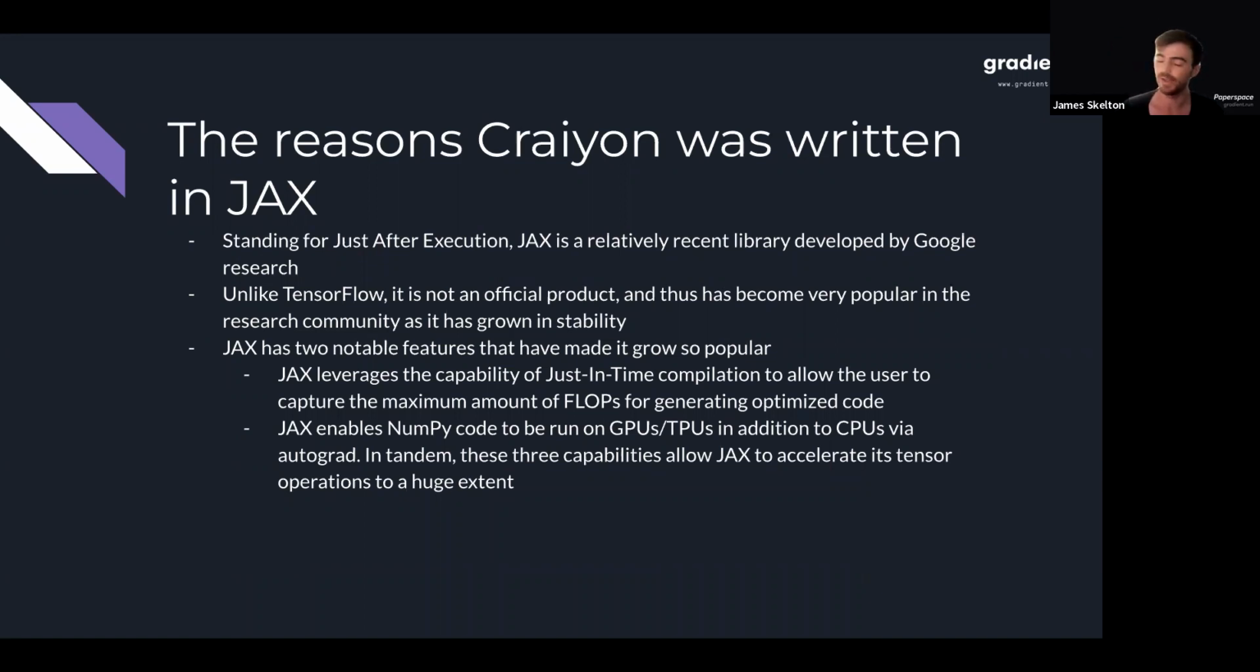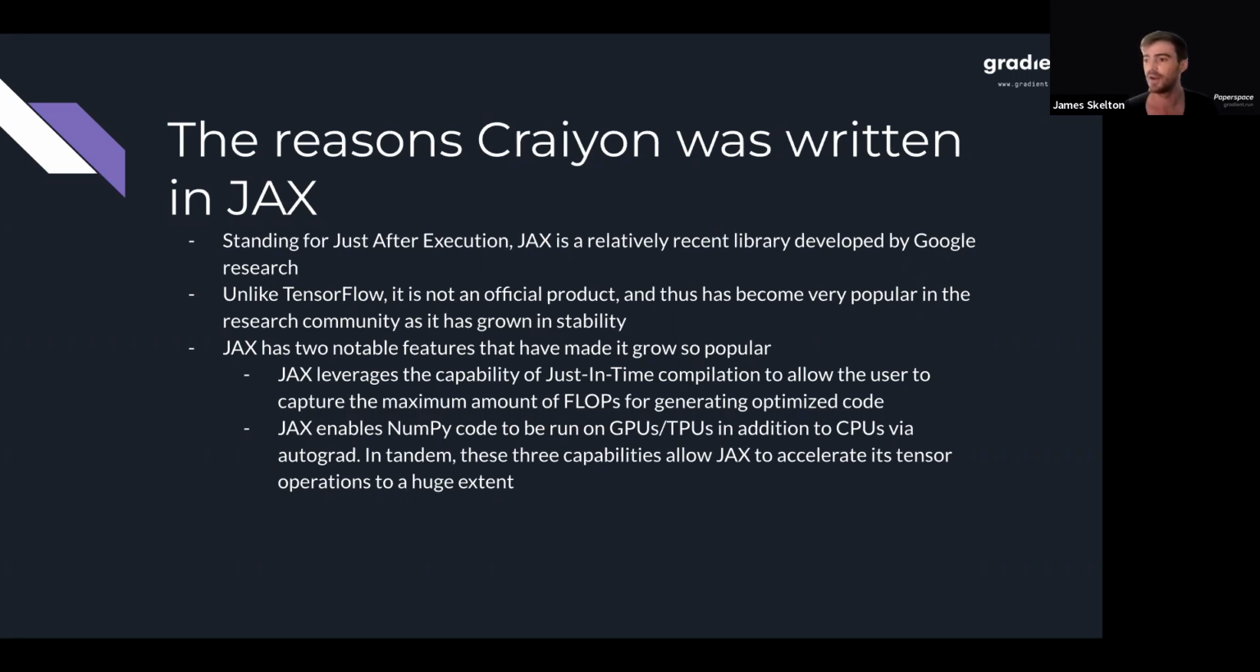One of the things that I was most interested in when I started looking at Craiyon was JAX. For those of you who aren't familiar, JAX stands for Just After Execution, and it's a relatively recent library developed by Google Research. Unlike TensorFlow, it's not an official product, and that has really helped it become popular in the research community and the open source community as it has grown in stability.